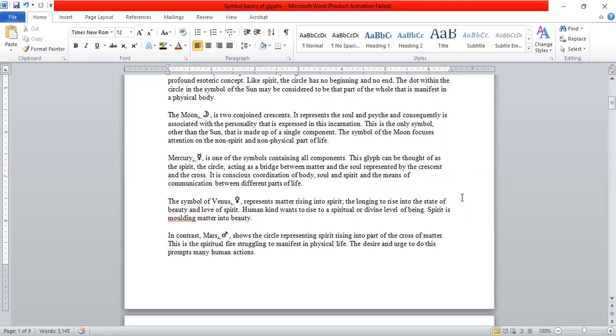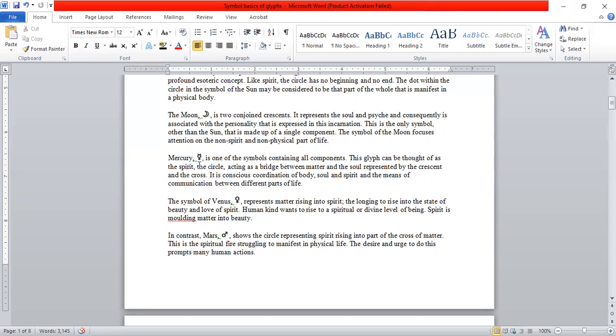It's a hard mouthful. The glyph can be thought of as the spirit, the circle, acting as a bridge between matter and the soul, represented by the cross and the crescent. It is consciousness, it is conscious coordination of body, soul, and spirit, and the means of communication between different parts of life.